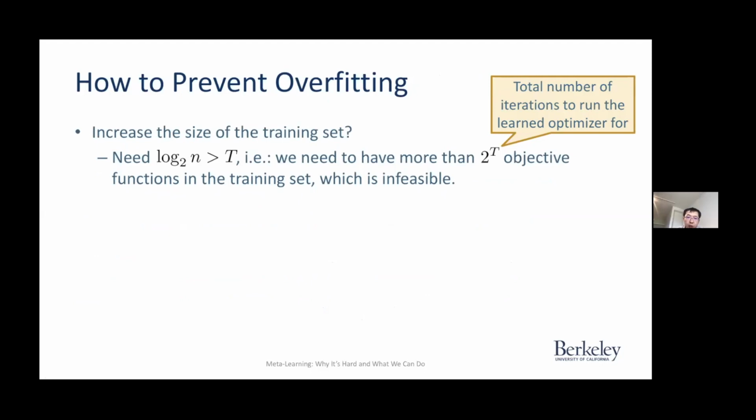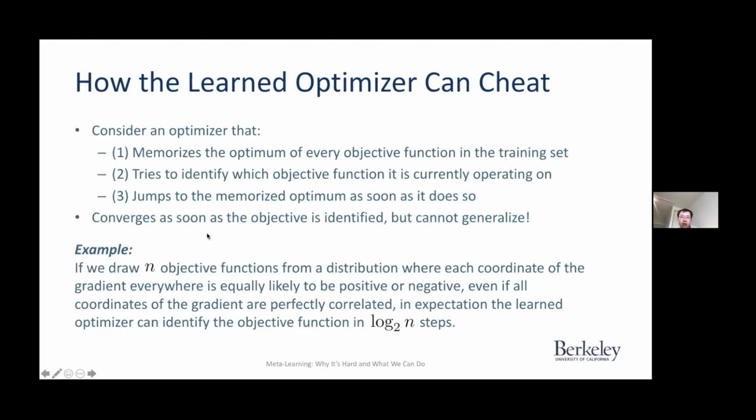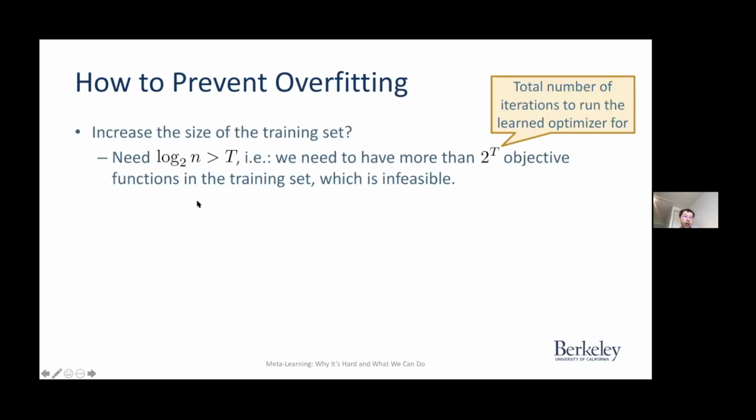Now there's a problem, because we only need log n steps to identify the objective function. T here is the total number of iterations to run the learned optimizer for. So we essentially need log n to be bigger than T. With this strategy, we cannot be better than another optimizer that terminates in T steps. And so we need more than 2 to the T objective functions in the training set, which is infeasible.